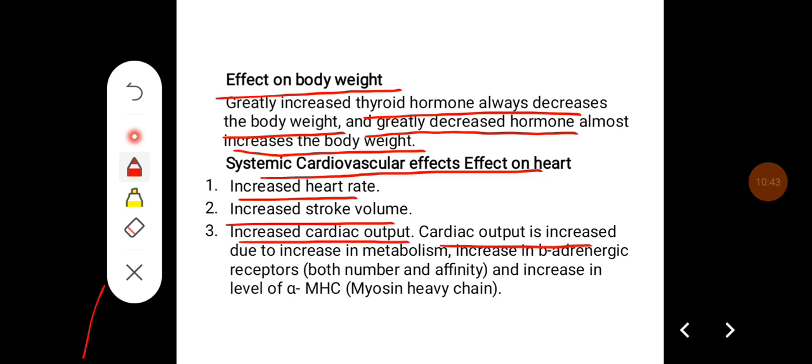Cardiac output is increased due to the increase in metabolism, increase in the beta adrenergic receptors both in number and affinity, and also increase in the level of alpha MHC, that is myosin heavy chain.